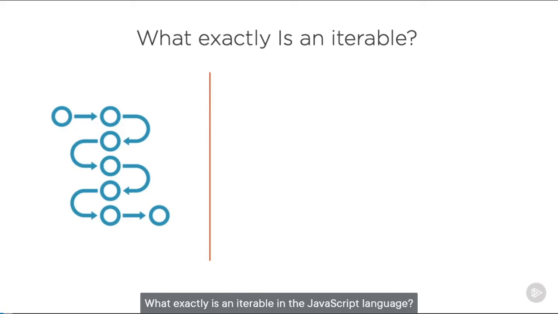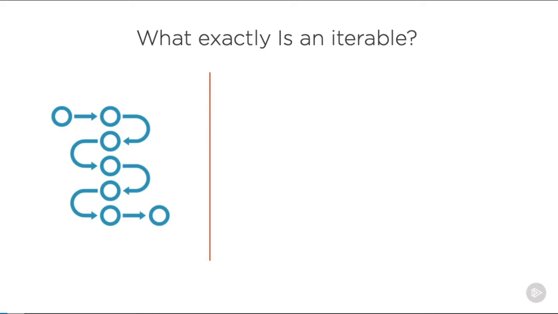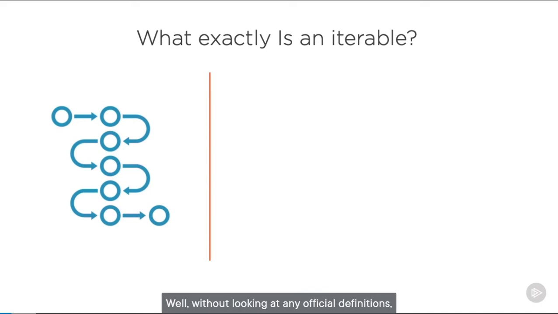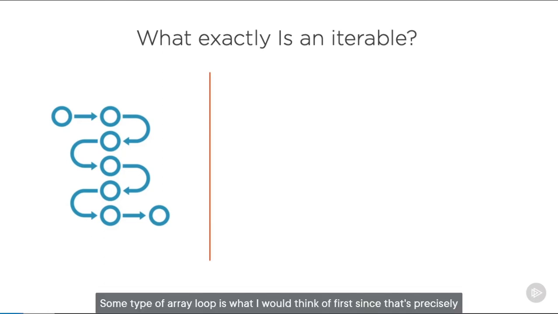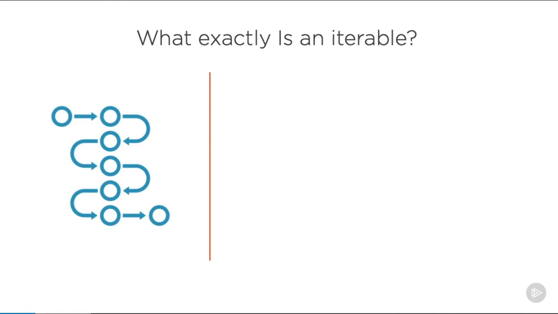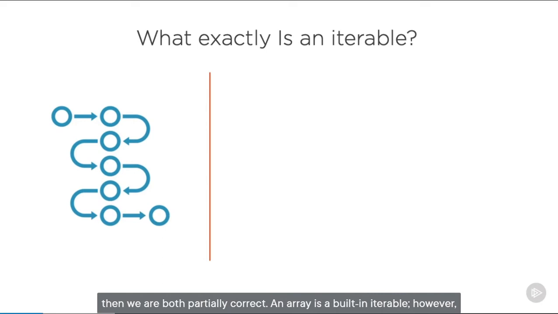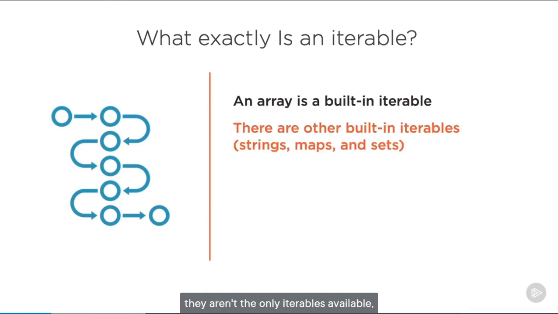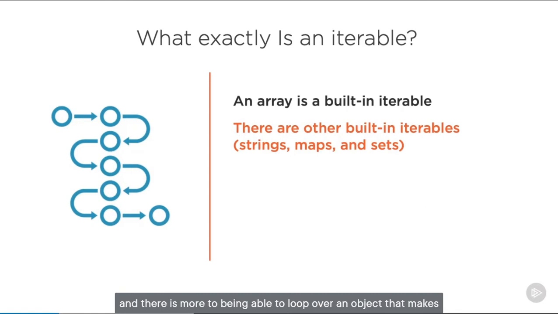What exactly is an iterable in the JavaScript language? Well, without looking at any official definitions, I would imagine that it was an object that allows iteration of itself. Some type of array loop is what I would think of first, since that's precisely what we are doing, iterating over the elements in an array. If you thought the same thing, then we are both partially correct. An array is a built-in iterable. However, they aren't the only iterables available, and there is more to being able to loop over an object that makes it an iterable.